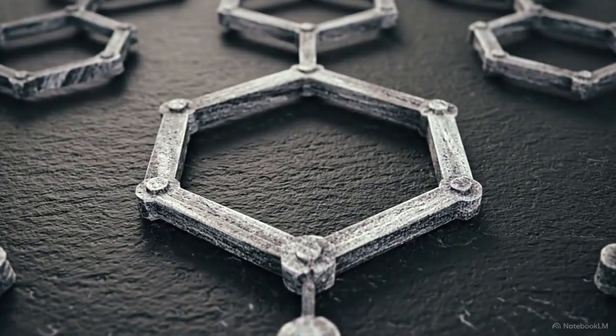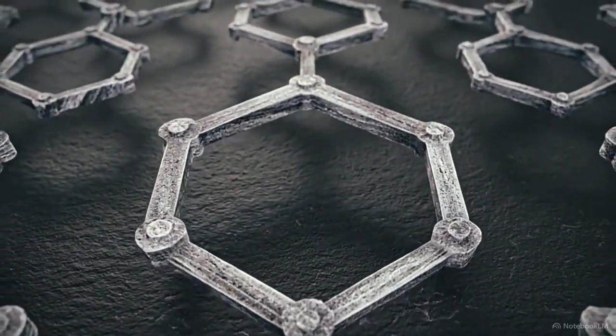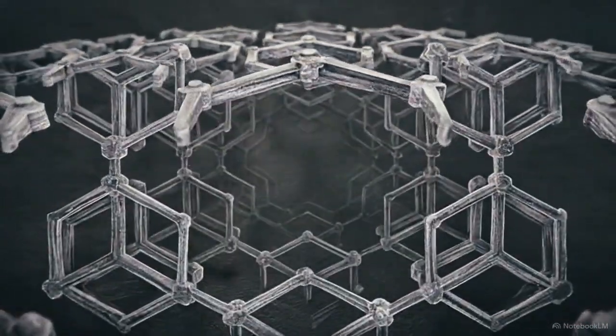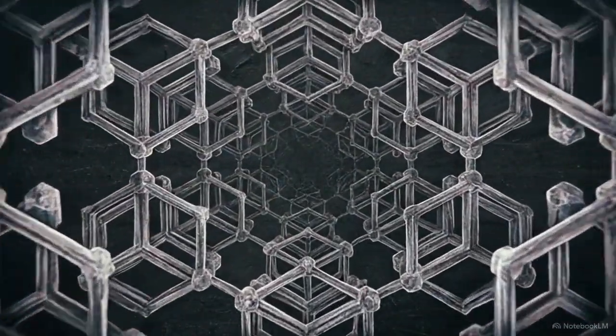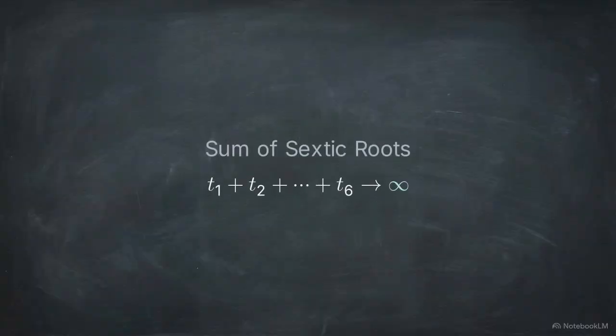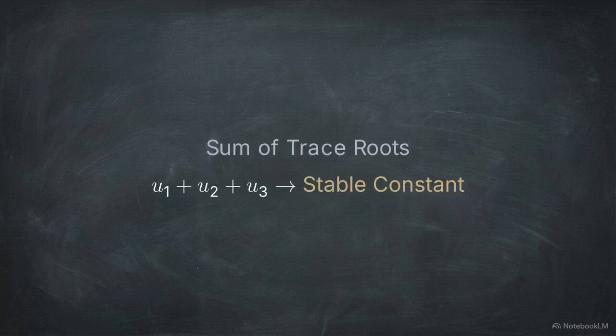We've only examined the specific case where n equals 15. What happens to the cubic's roots as n scales toward infinity? Calculating the sum of all 6 roots of the original sextic, the value grows without bound. However, looking at the sum of the 3 trace roots reveals a perfectly stable pattern.